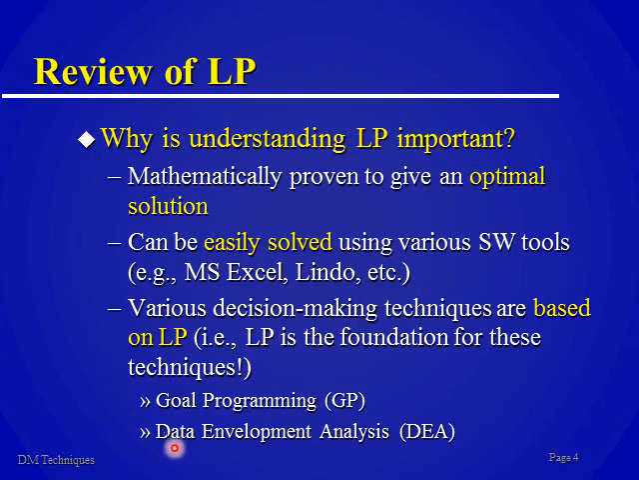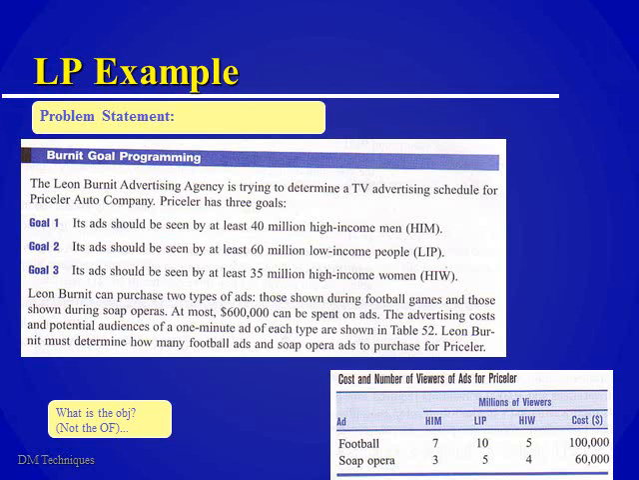For example, we see data envelopment analysis. This is sort of like a decision-making technique because it allows you to evaluate relative efficiencies of different units. Another technique that is based on linear programming is one we're going to talk about today, goal programming. And goal programming is based on linear programming and allows you to find an optimal solution considering more than one objective. So let's learn the basics of goal programming through an example.